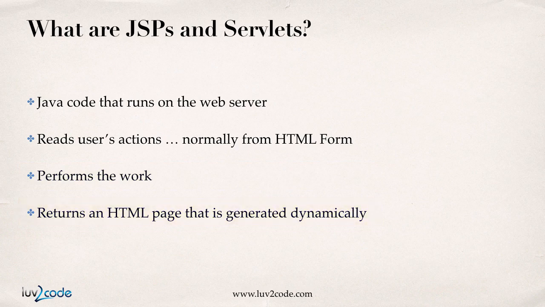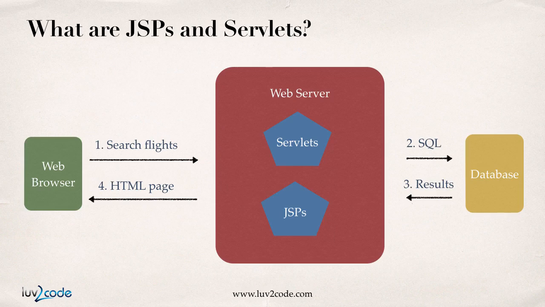So pulling it together with this big picture, our servlets and JSPs could run on the web server. They could read flight information, send information over to the database, get the results, and then send back an HTML page. So that's the area where servlets and JSPs can fit in your web application architecture.